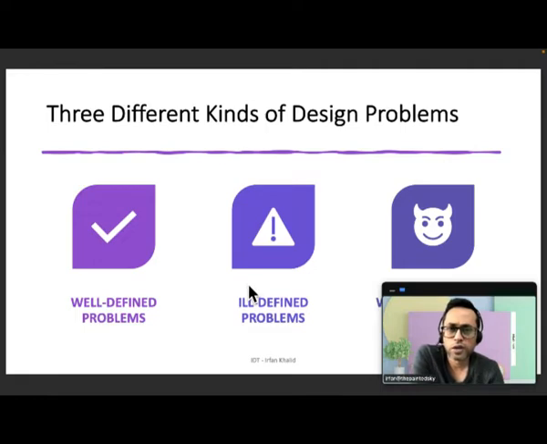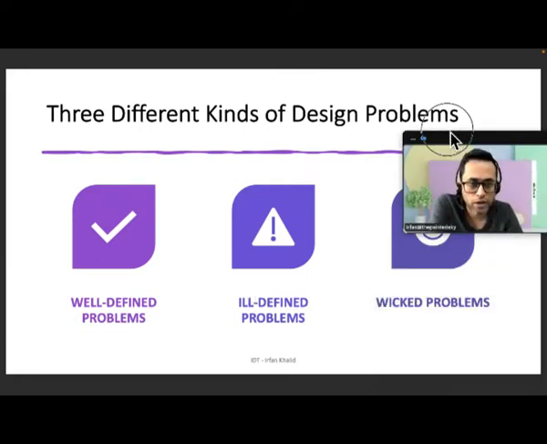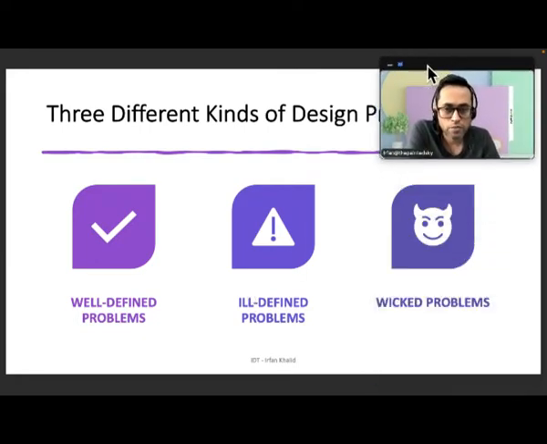Let's look at what are the kinds of problems that design thinking solves. Now, we're going to look at what we call wicked problems. So what are wicked problems? What are well-defined problems? Well-defined problems are problems which have a clear definition and have a clear solution in front of you. All you need to do is just put the solution in place.